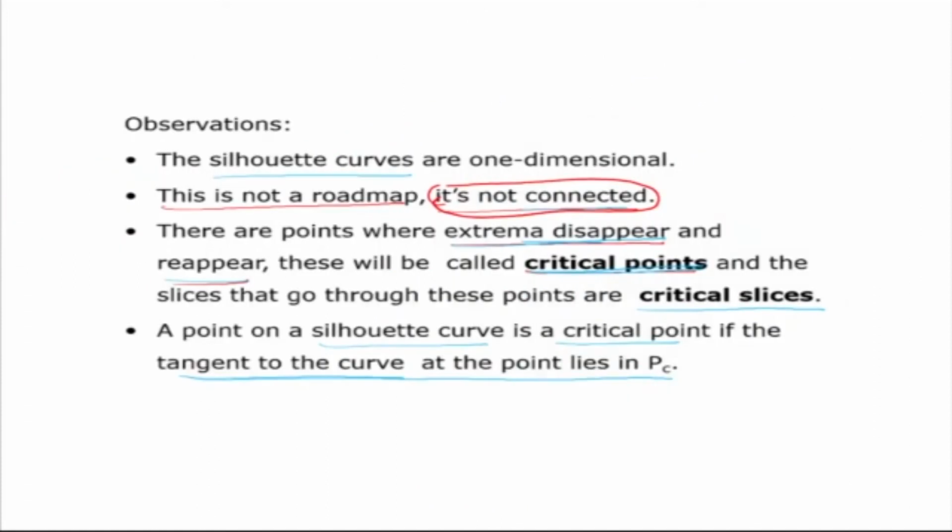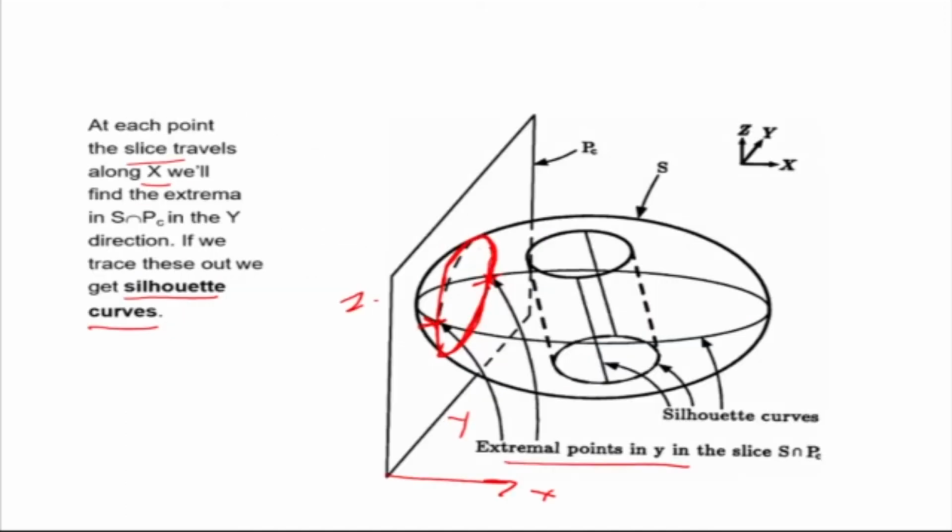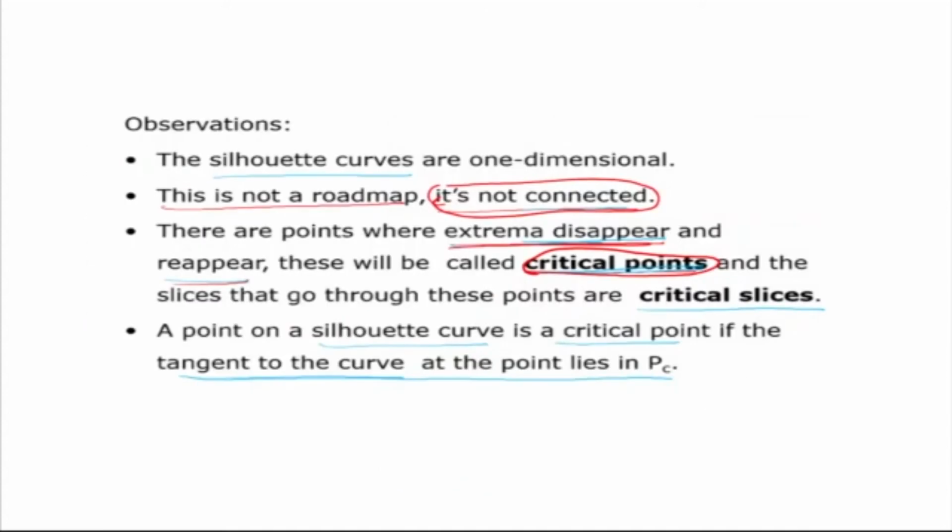Now there are points where the extrema disappears and reappears. These are called critical points. Because the structure is such that there is a hole in there, there will be places where the extrema is going to disappear and reappear again. These points are what we call critical points, and the slices that go through these points are called critical slices.